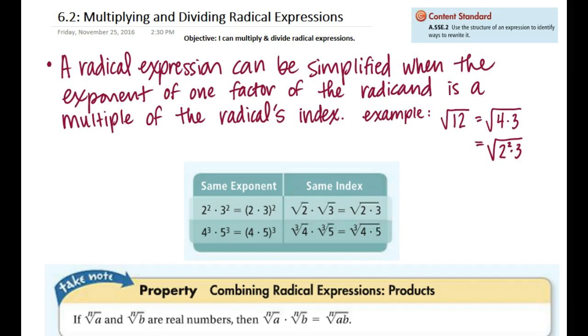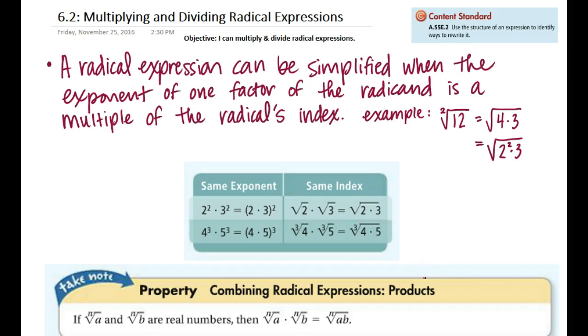So let's begin by talking about when a radical expression can be simplified. A radical expression can be simplified when the exponent of one factor of the radicand is a multiple of the radical's index. For example, if we have the square root of 12 and I want to simplify that, well, we know square roots typically don't have the index written in front. It's just assumed that you know that the index is 2 when we're taking the square root.